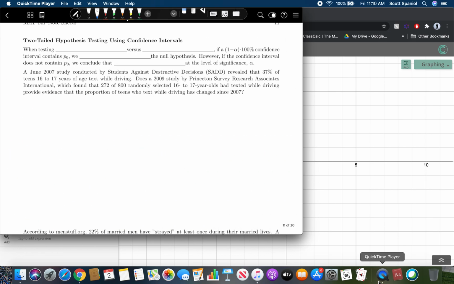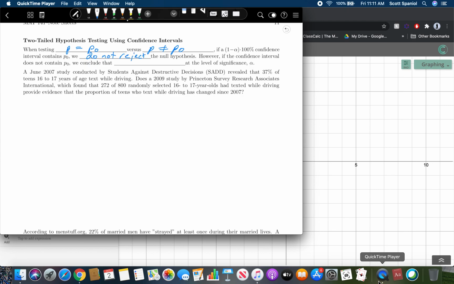Okay, another option that we want to throw out here is the idea of doing two-tailed hypothesis testing using what we talked about in Chapter 9 with confidence intervals. So when testing P equals P naught versus P does not equal P naught, if a 1 minus alpha times 100% confidence interval contains P naught, we do not reject the null hypothesis.